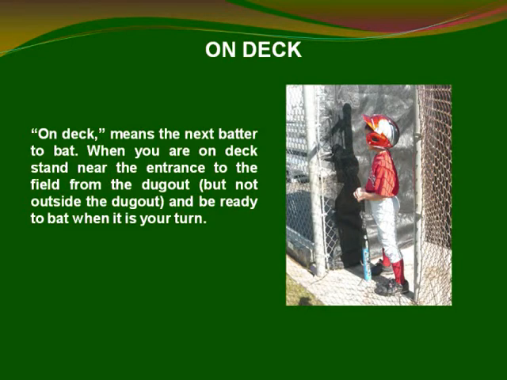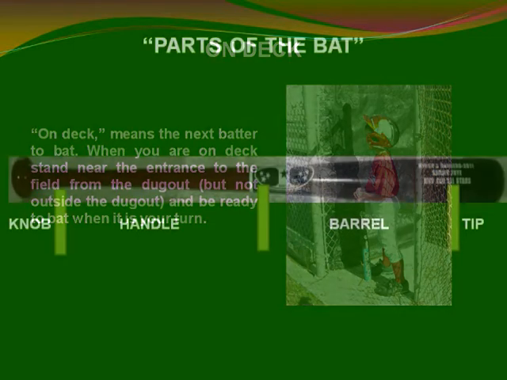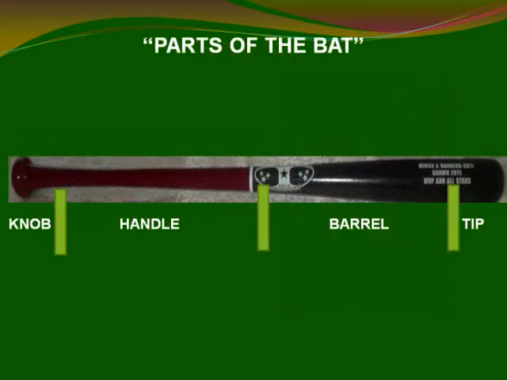On deck means the next batter to bat. When you are on deck, stand near the entrance to the field from the dugout, but not outside the dugout, and be ready to bat when it's your turn. The parts of the bat are the knob, handle, barrel, and tip.